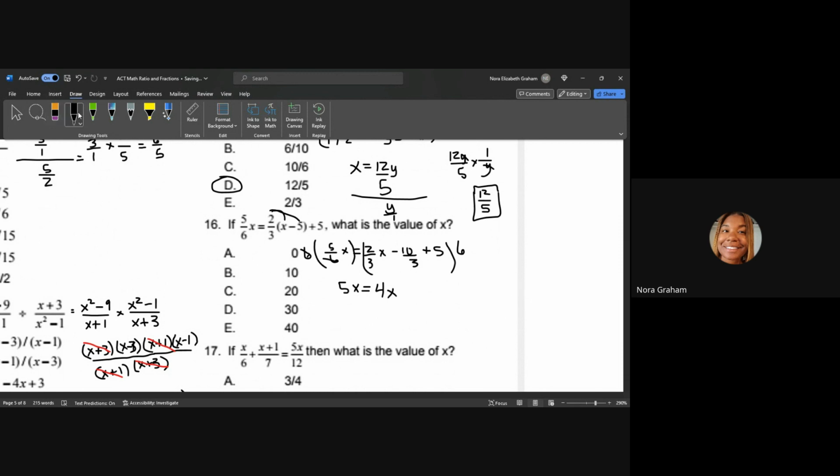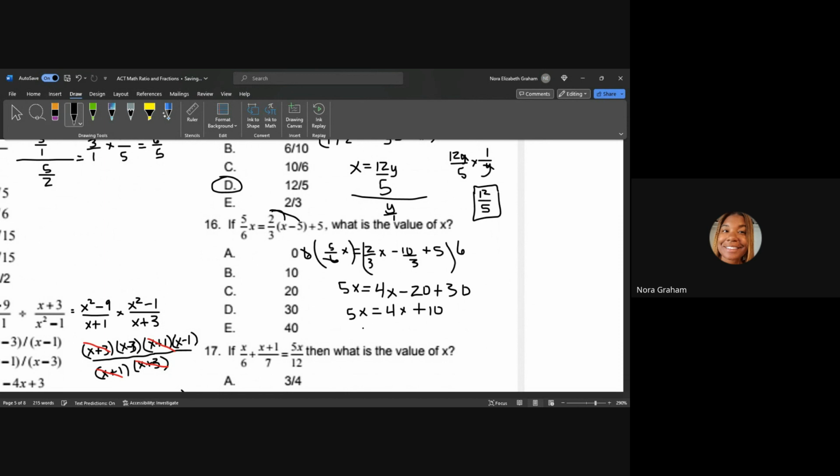Just to clarify how I got that. Same thing here. 3 goes into 6 twice. I have to multiply that 2 by this negative 10. So I get negative 20. 5 times 6. 5, 10, 15, 20, 25, 30. Now I combine my like terms together. I get 5x equals 4x plus 10.